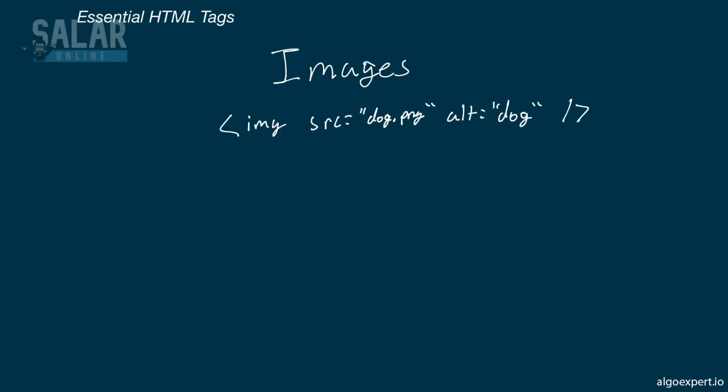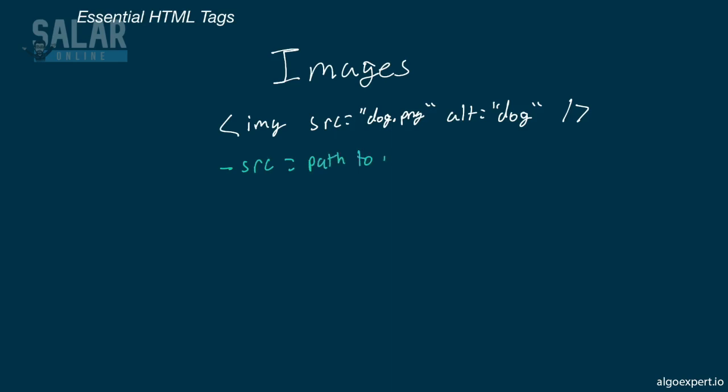Next, let's talk about images. Images use the img tag and are used to display an image on the page. This image will have two attributes, the source and the alternative text. So source uses src, and this is the path to that image. This can be a relative or absolute path. Relative is like what you see here, with the source being dog.png.